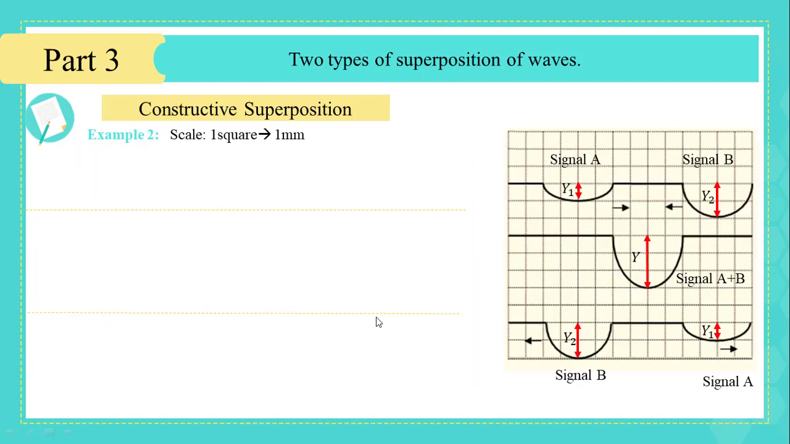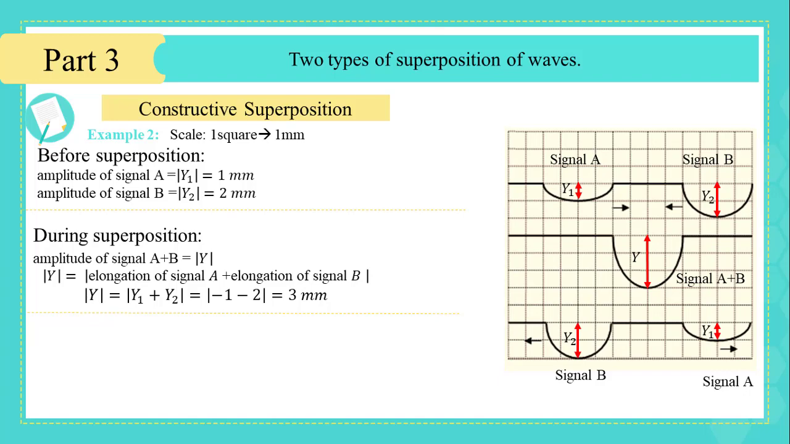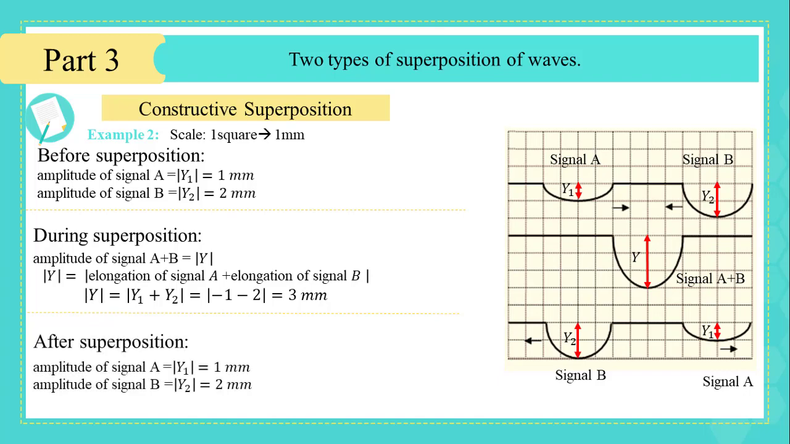Example number 2. Before superposition, the amplitude of signal A is 1 millimeter, whereas that of B is 2 millimeters. During superposition, if we want to find the amplitude of the signal thus formed, then we have to add the elongation of signal A and the elongation of signal B, which is absolute of -1 minus 2, equal to 3 millimeters. After superposition, the amplitude of signal A is y1, which is equal to 1 millimeter, and that of B is y2, which is equal to 2 millimeters.